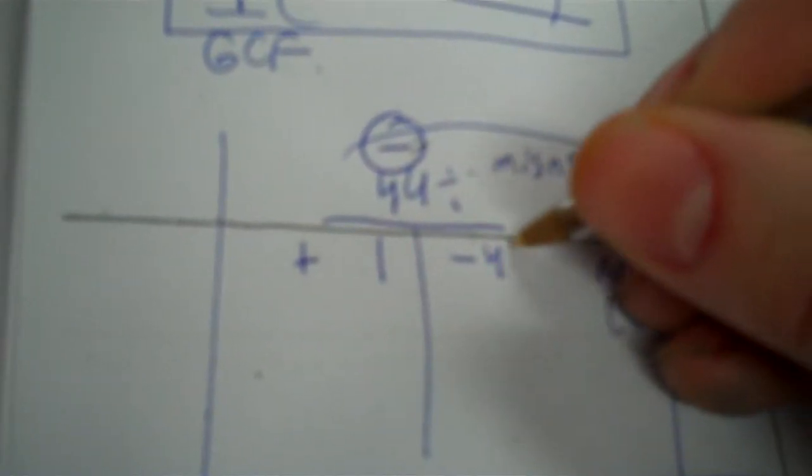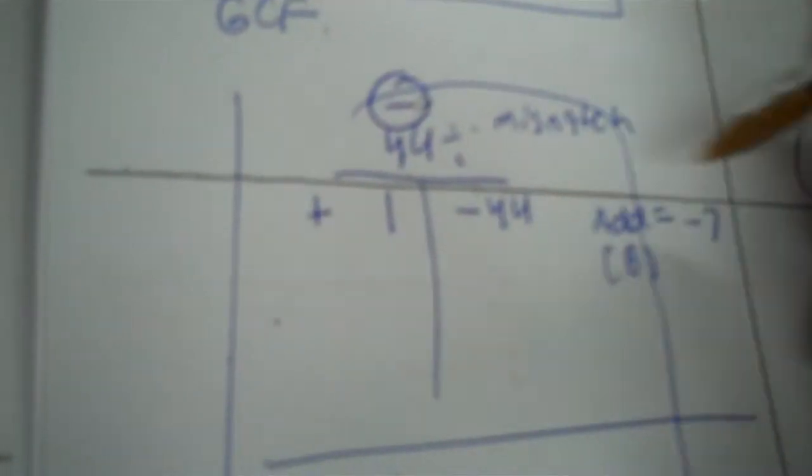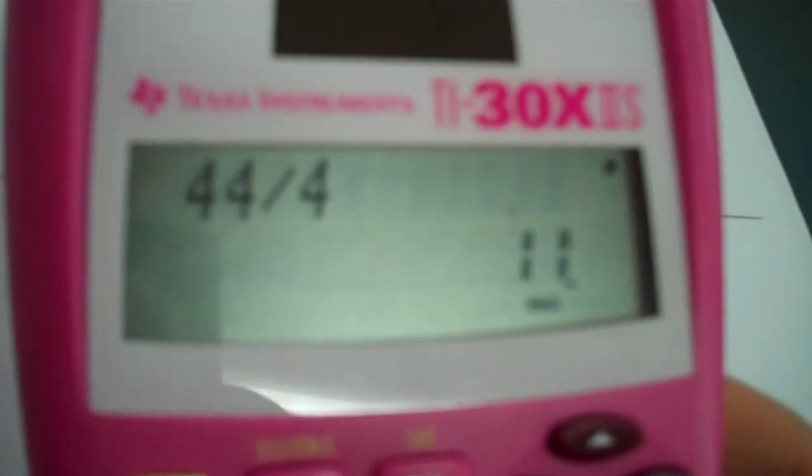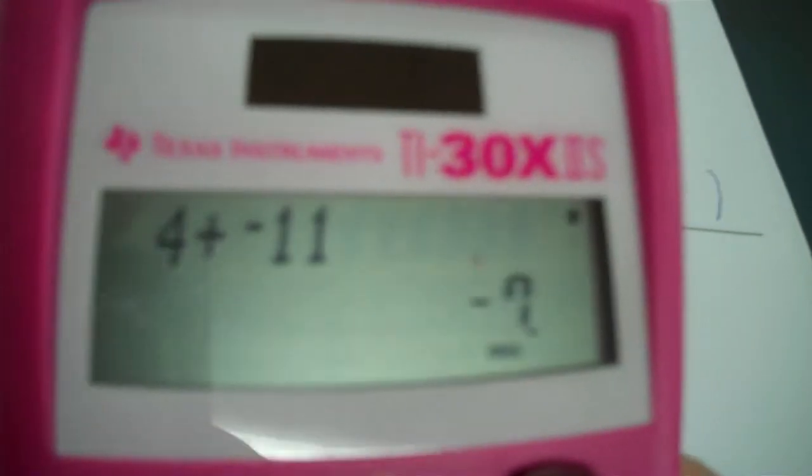44 divided by 1 is 44. That's negative 43 when you add. That's way too wide. 44 divided by 2 is 22. When you add that, that's negative 20. That's way too wide. 44 divided by 3 is a decimal. 44 divided by 4 is 11. So you put 4 with 11. Now if you add 4 to negative 11, oh, negative 7, exactly. Booyah.